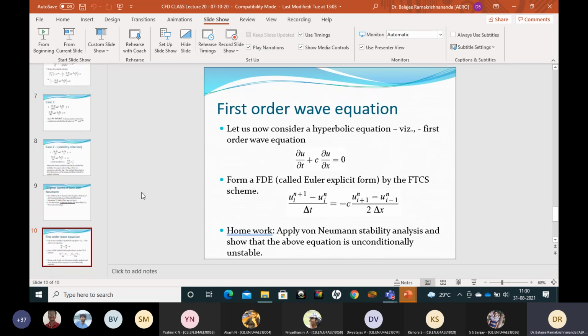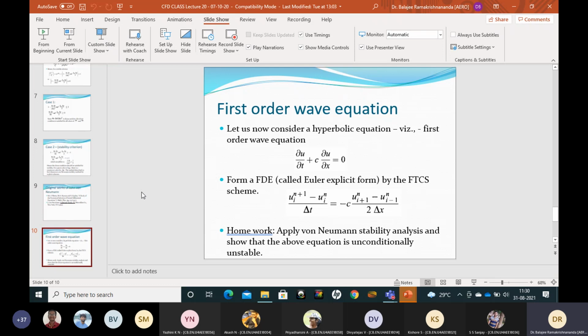Now let's consider another hyperbolic equation. Earlier we considered an elliptic equation, now a hyperbolic equation, and apply the von Neumann stability analysis. I leave this as an exercise to you. Okay, homework.